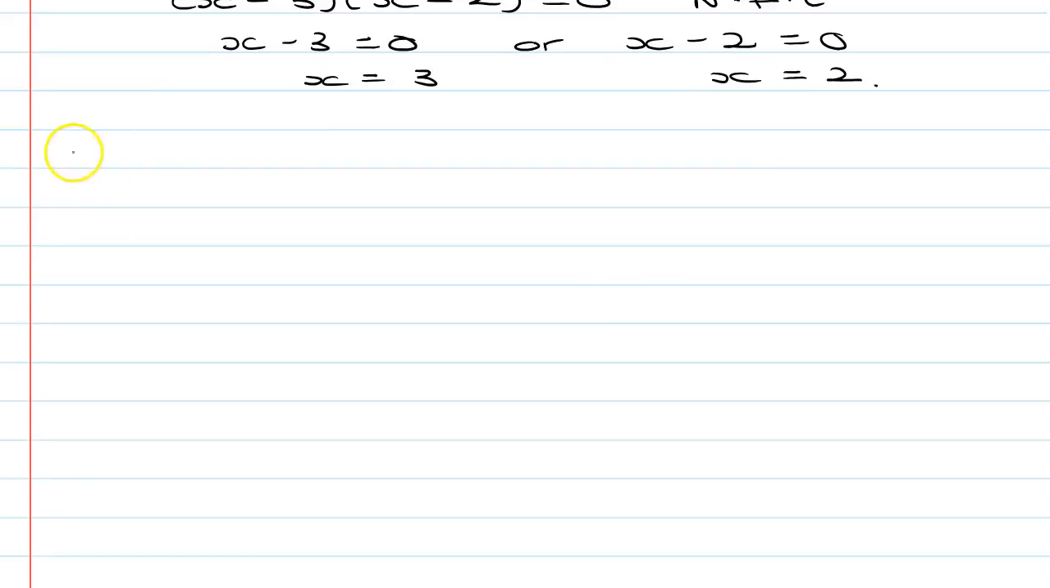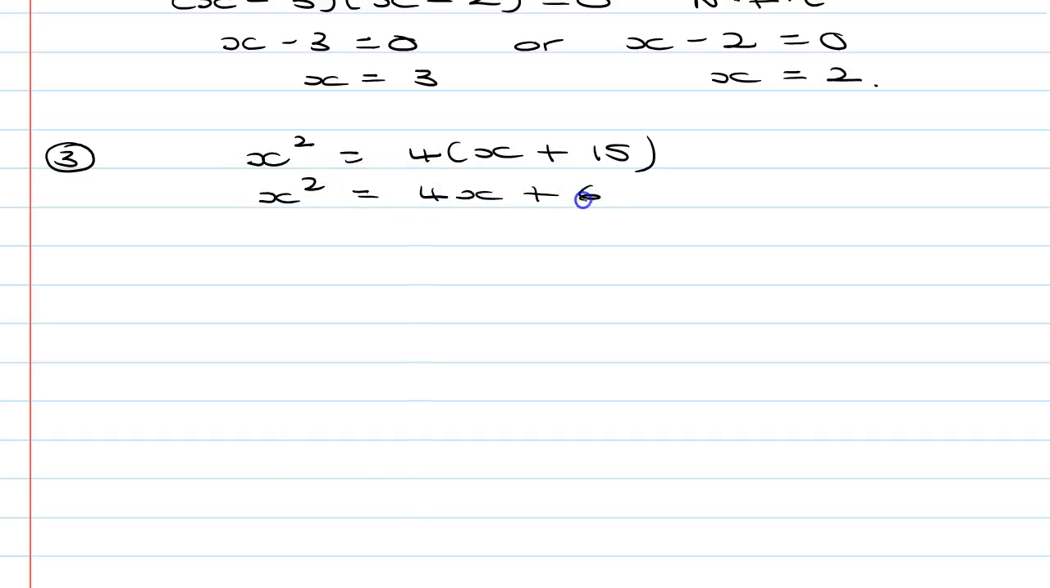For example, let's look at ones that are not obviously in the general form ax squared plus bx plus c. So x squared equals 4 bracket x plus 15. Also, it's not equal to 0. In order to solve this, we need to get it in a form that's equal to 0. So I'm going to expand the right hand side first. I get x squared equals 4x plus 60.